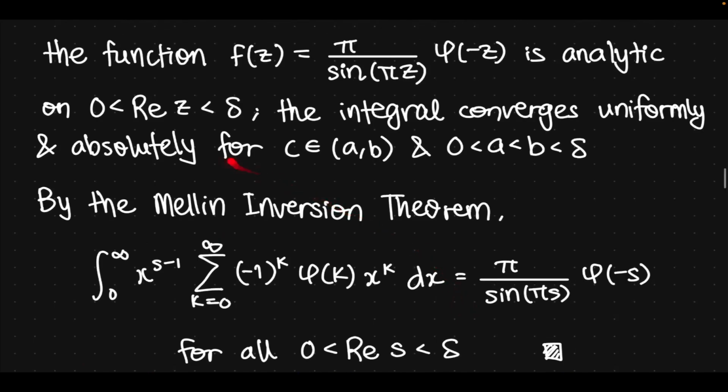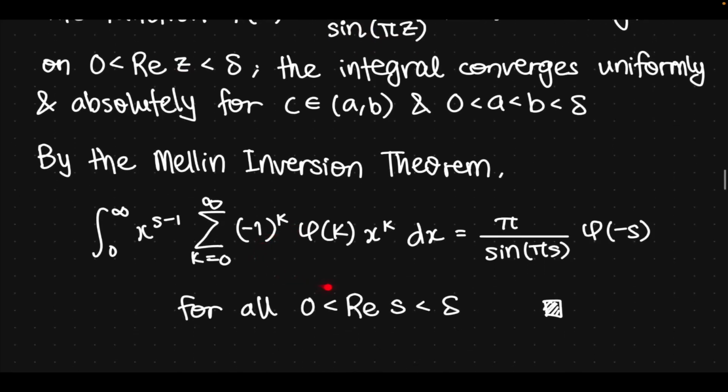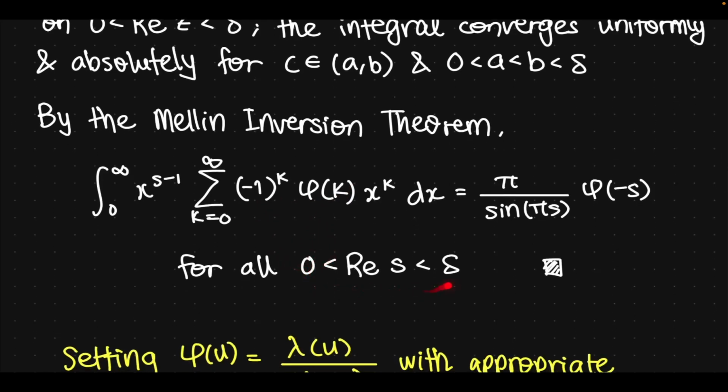Why? Because that's where this function is analytic, and also that's where our integral will converge. That's where the inverse will also exist. So as long as we have found a value, a real part of s that makes the inverse converge, that's also going to be the region of convergence for us.